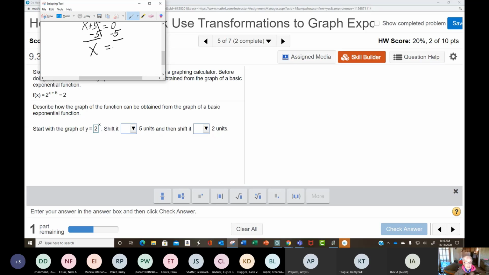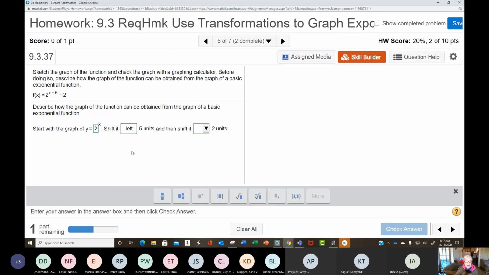X equals -5. Okay, so now I know what direction X is going in. It's going left. This is a horizontal shift to the left, 5 units. So all I have to do is find the word left. And there it is, left. And then I'm going to shift, that's a -2 on the end, so it's going to be down 2 units. Now I check my answer.